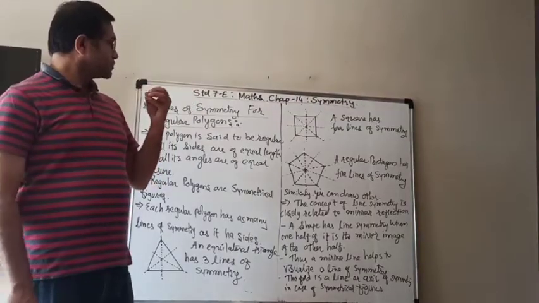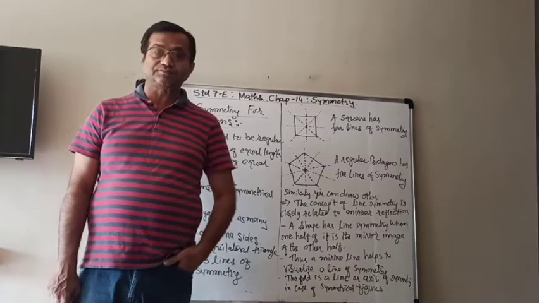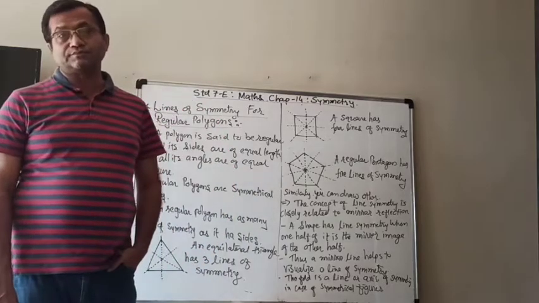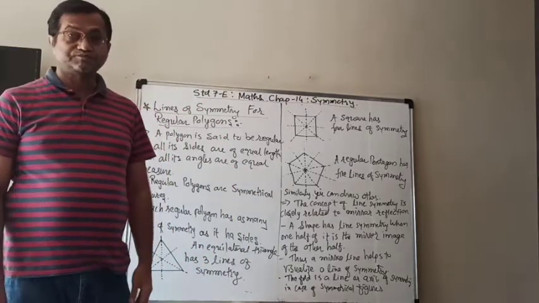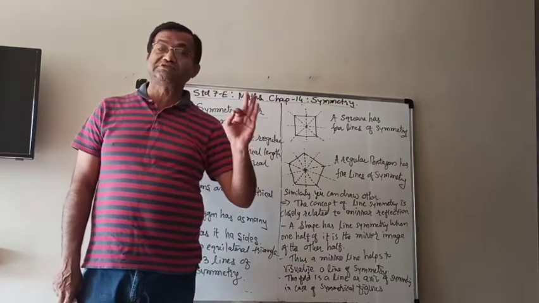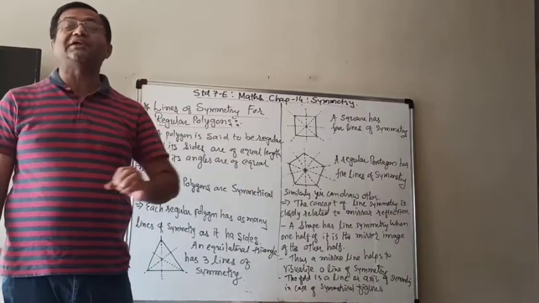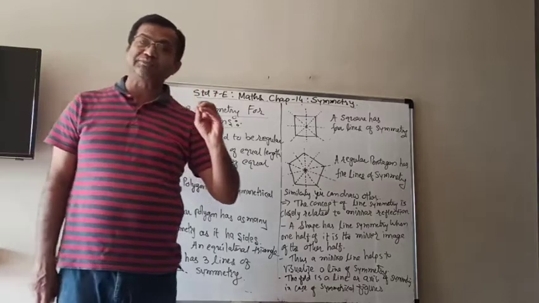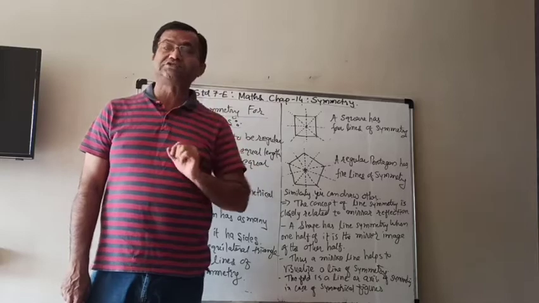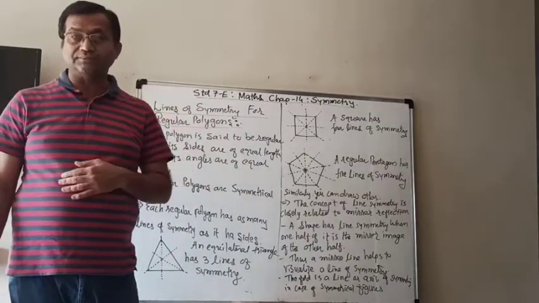Now lines of symmetry for regular polygons. You know what is a regular polygon. First, what is a polygon? A polygon is a closed simple curve made up of line segments only. So when a figure is made up of line segments and it is a simple closed curve, it is known as a polygon.